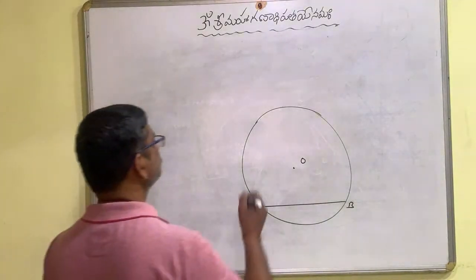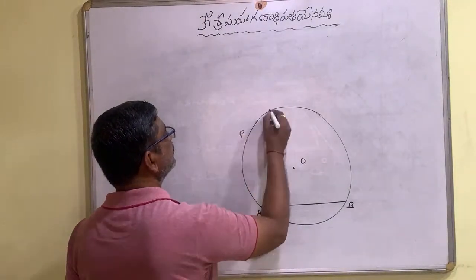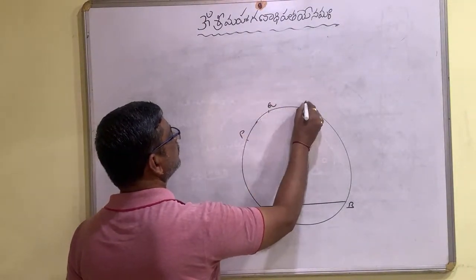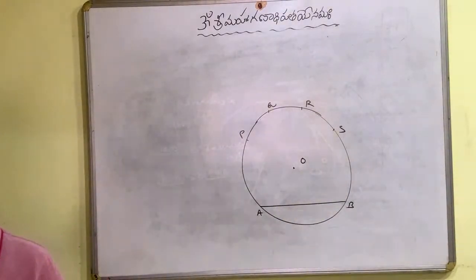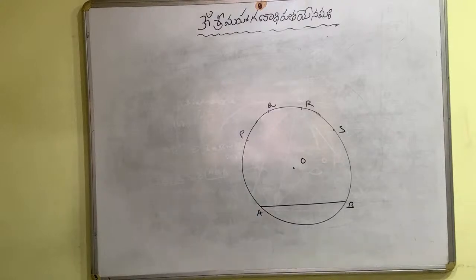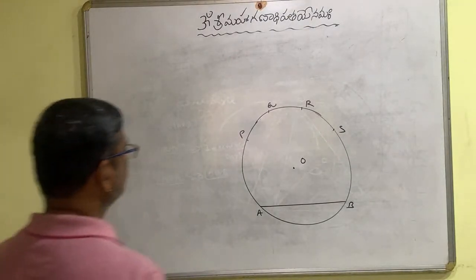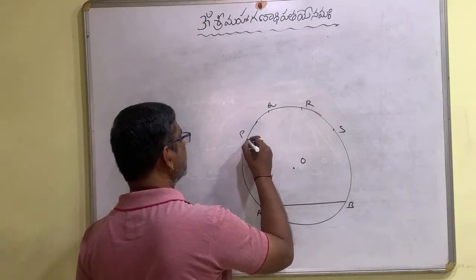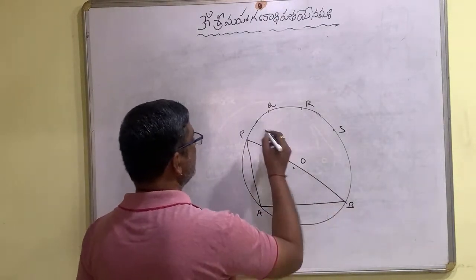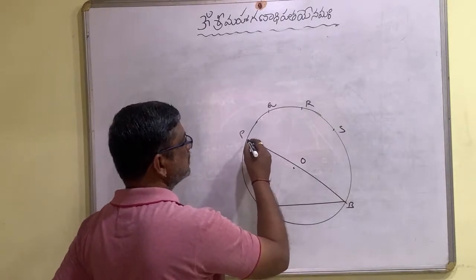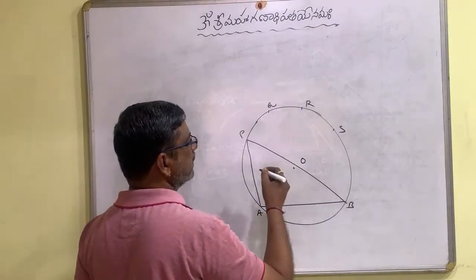Now, I am considering 4 points on the circle. Moreover, they are on the major arc. All the 4 points are on the major arc. What I will do is, I join the endpoints of the chord. P means I join point P with the endpoints of the chord AB.